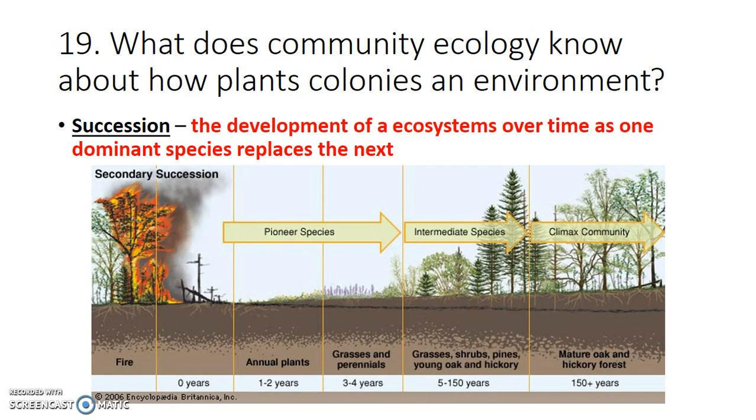Succession, like I said, is the development of an ecosystem over time, as one dominant species replaces another. It's how ecosystems change over time. And by time, I could mean years, or I could mean hundreds of years, or I could mean thousands of years. It depends on what is in the ecosystem to begin with.